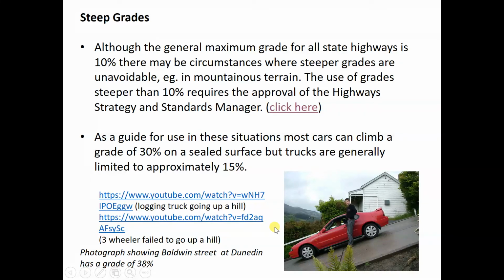So this is Bowen Street in Dunedin, the grade has 38%. You see how the road is compared to the building. It's just so steep. Even access to the driveway could be a problem. This one is an exceptional case.